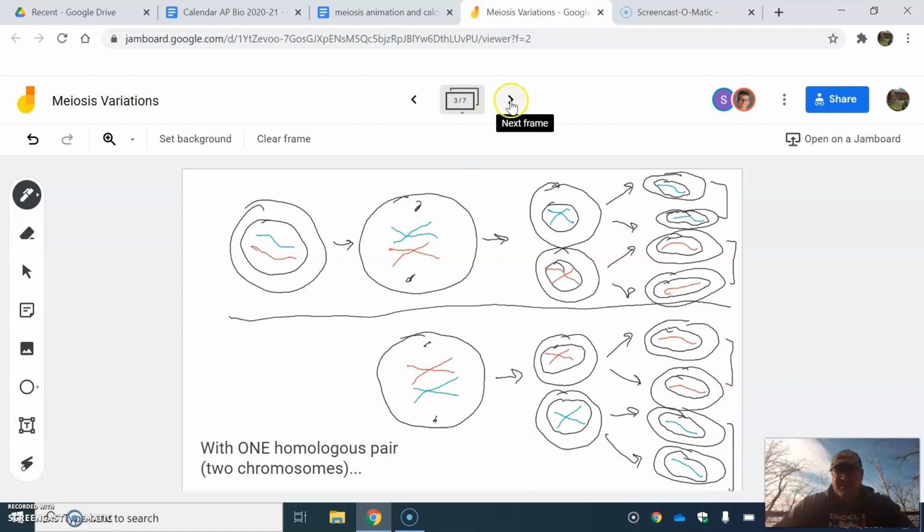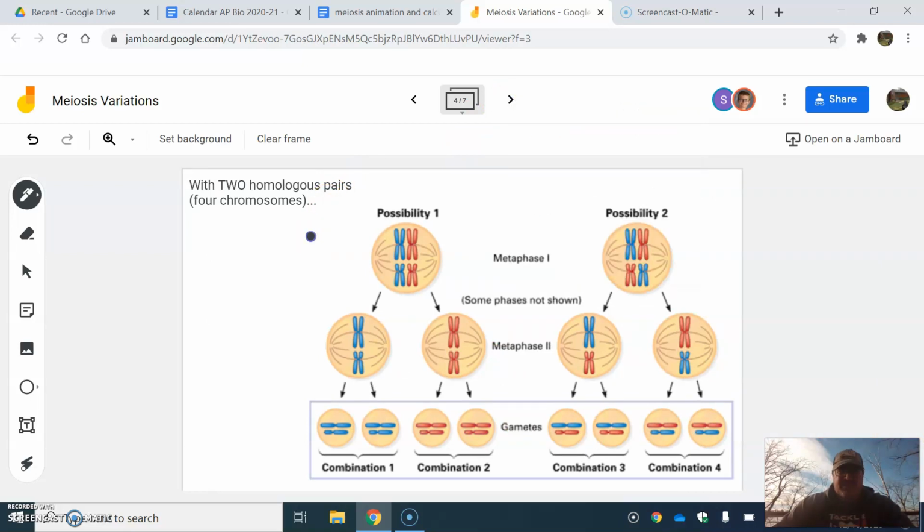But what if we have two homologous pairs? I got a cleaner picture for that one. So if we have two homologous pairs, then what ends up happening here is the first possibility is they line up this way. Now realize they put the centrioles in this one on the side, so the poles are on the side, so that equator is in the middle here, remember, okay? So they paired up this way and they paired up this way.